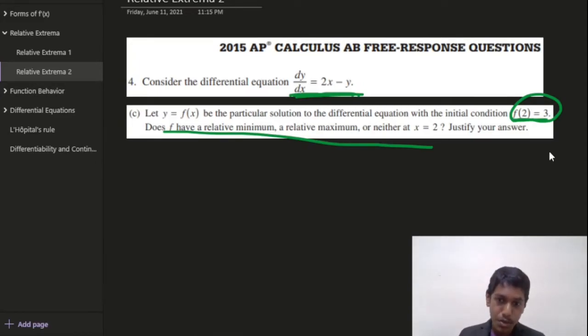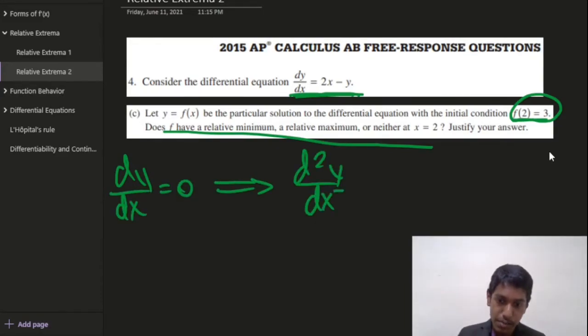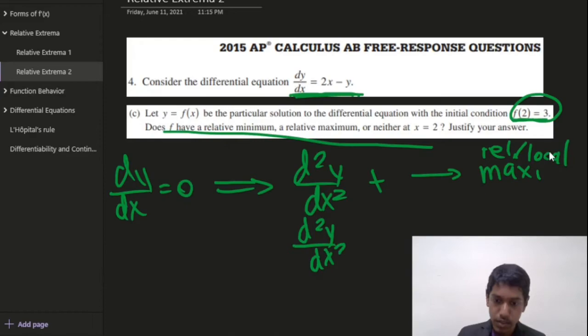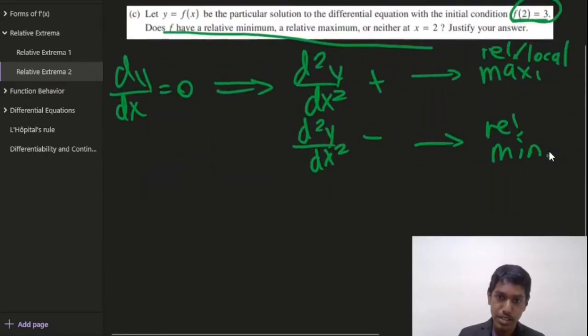And so what the second derivative test is, provided that the first derivative is 0, then the second derivative, or the concavity, will determine whether it's a relative minimum or maximum. So if it is positive, then you've got a relative maximum, relative or local, however you want to say it. And then if you've got a negative second derivative, then you've got a relative minimum. Okay, so let's apply the second derivative test to this problem.